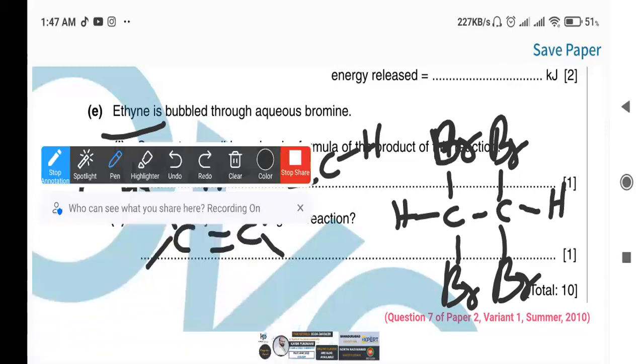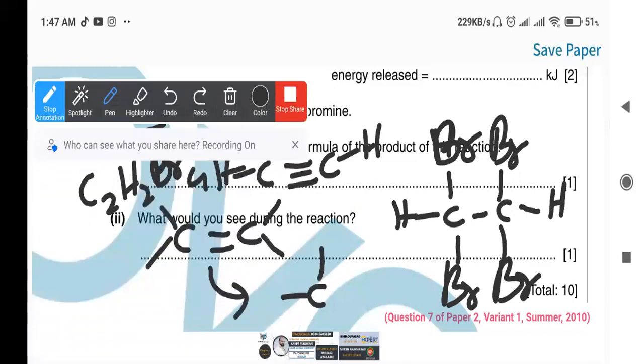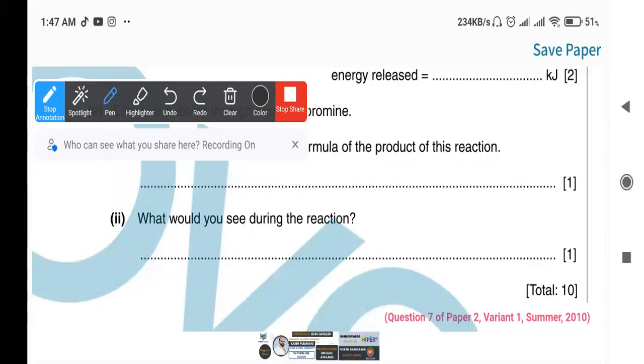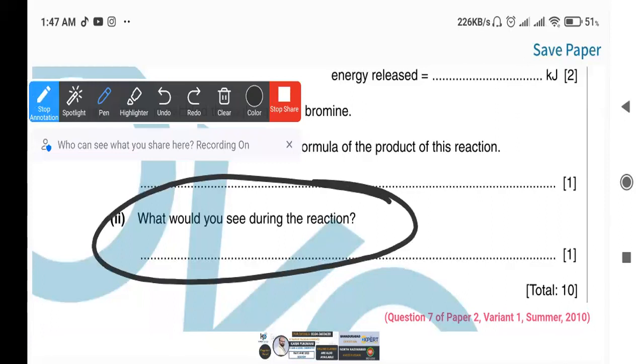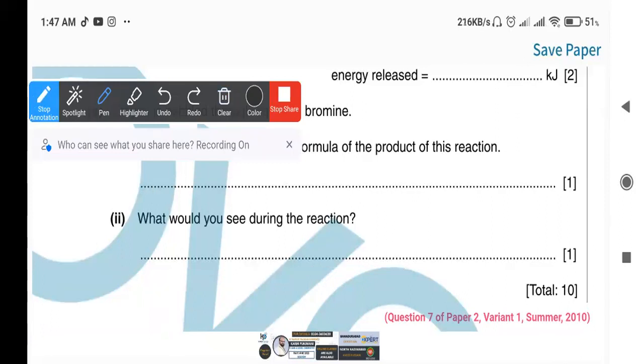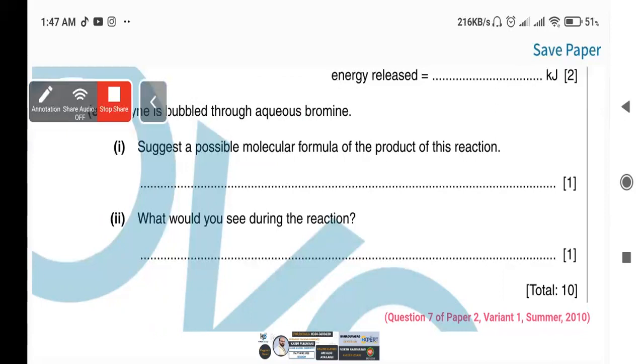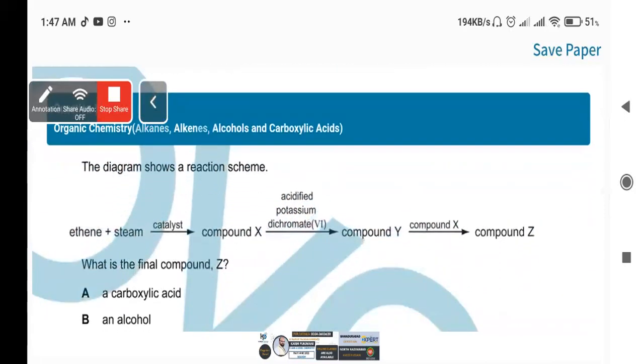Like in alkene, when we break just one covalent bond, we get the scope to produce 2 more covalent bonds. So in the 2 covalent bonds, 2 bromine atoms will be added. But here, to convert it into a single bond, we have to break 2 covalent bonds. So what we will see is that bromine is getting decolorized because it's getting added to the C2H2.